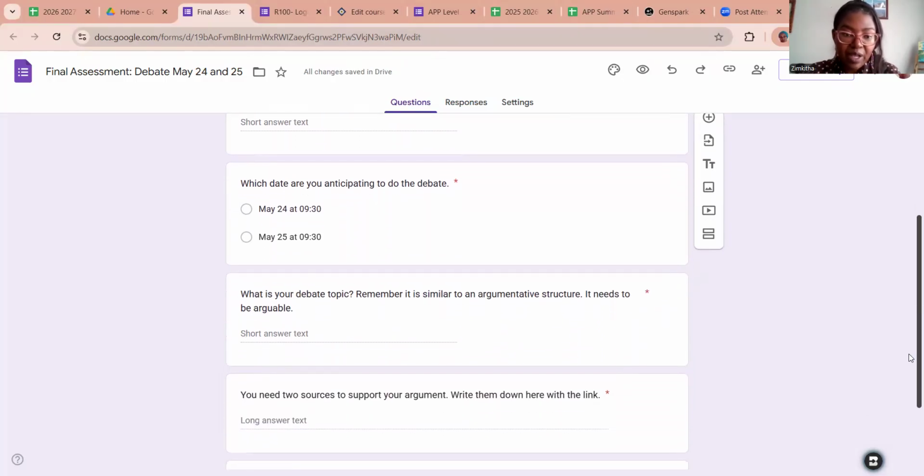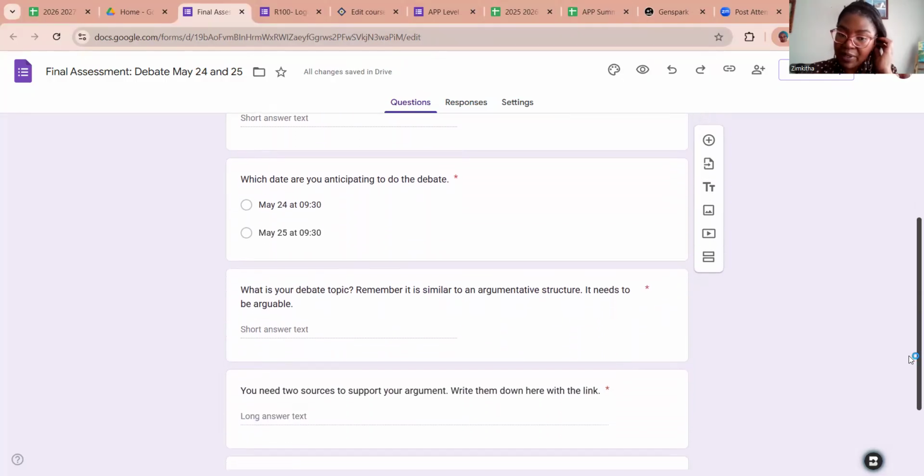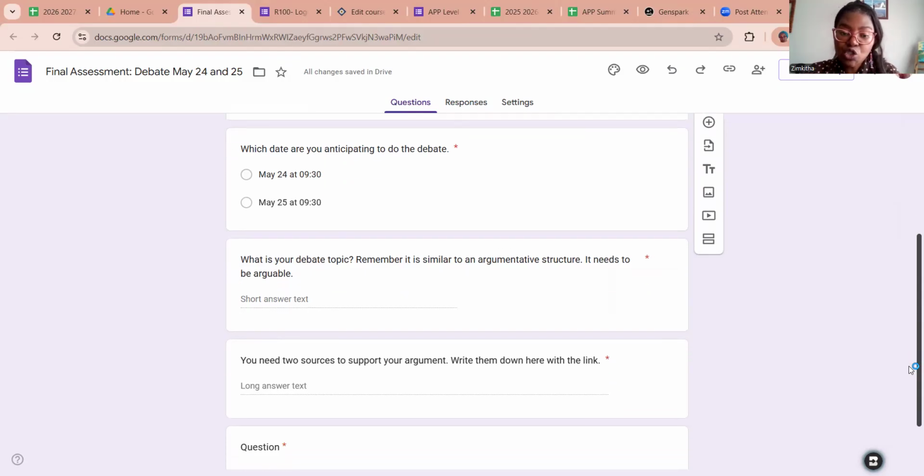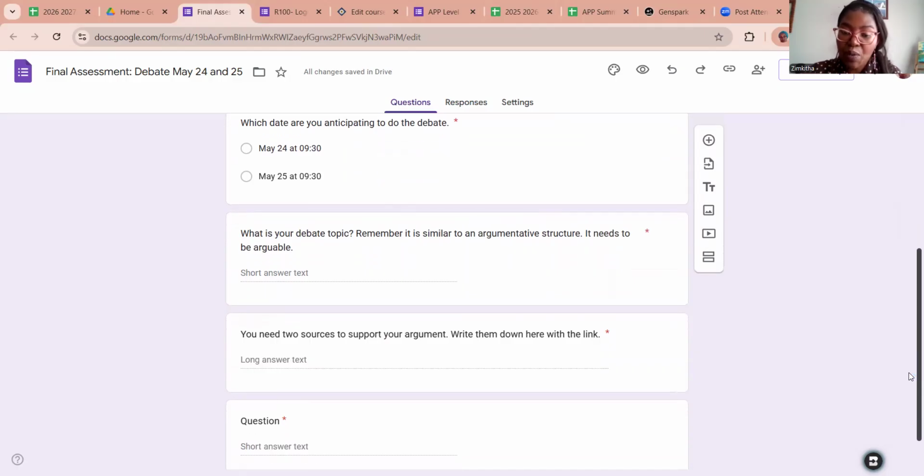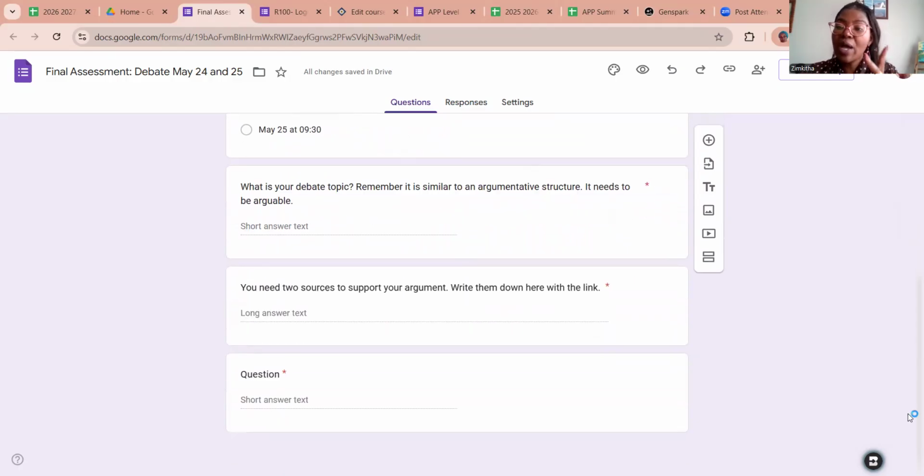Then the next one, what is your debate topic? Remember, it is similar to an argumentative structure, so it needs to be arguable. Tell me your topic, all right? And who is for and who is against, all right? You need your sources to support your argument. Write them down here with the links. You need 2 sources. You and your partner can use 2 different sources. You can use similar sources, okay? And if you have any questions, you can write it in there as well, all right? So this is all available on Moodle.